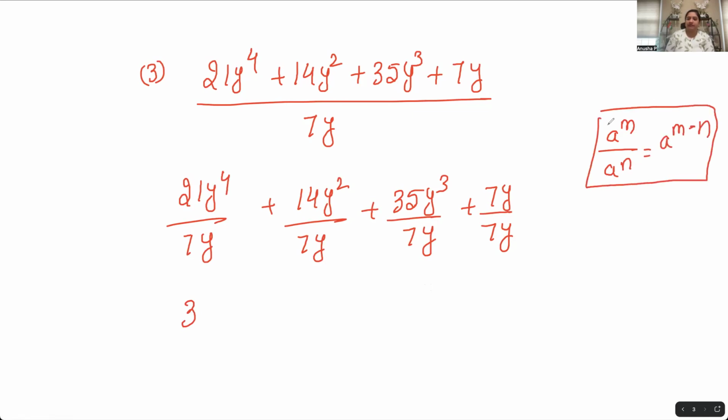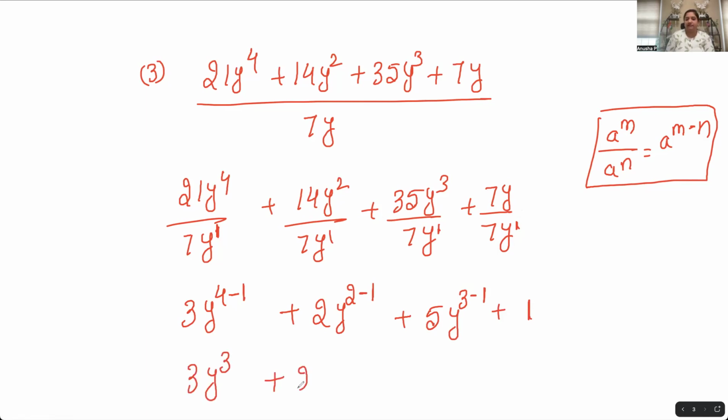By using that formula, y to the power of 4, and nothing is there means it is y to the power of 1. So 4 minus 1. 14 divided by 7 is 2, y to the power of 2 minus 1. 35 divided by 7 is 5, y to the power of 3 minus 1, because the power here, if nothing is there, it is 1. And 7y divided by 7y is 1. 3y to the power of 3 plus 2y, 2 minus 1 is 1. And 5y square plus 1.